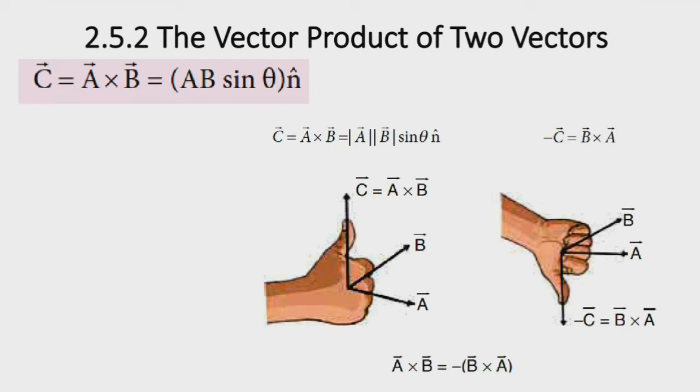So C vector is equal to A vector cross B vector. Then A vector cross B vector is equal to minus of B vector cross A vector. So minus C vector is equal to B vector cross A vector.